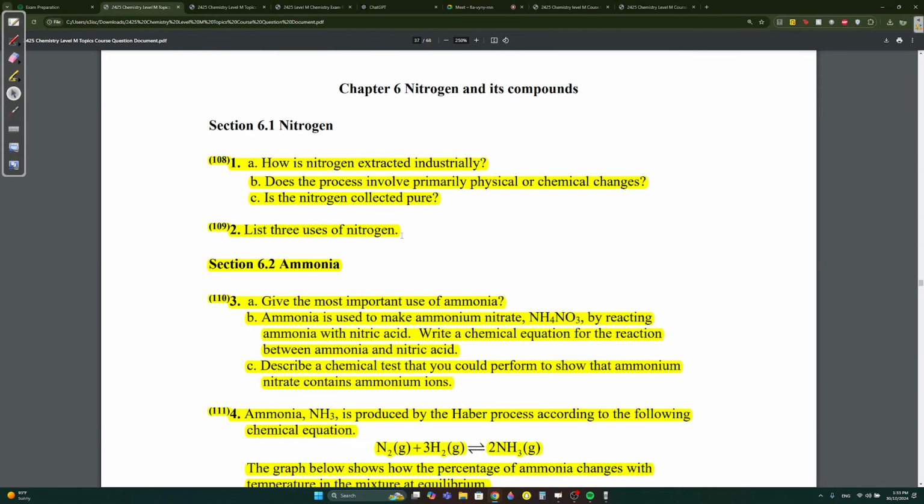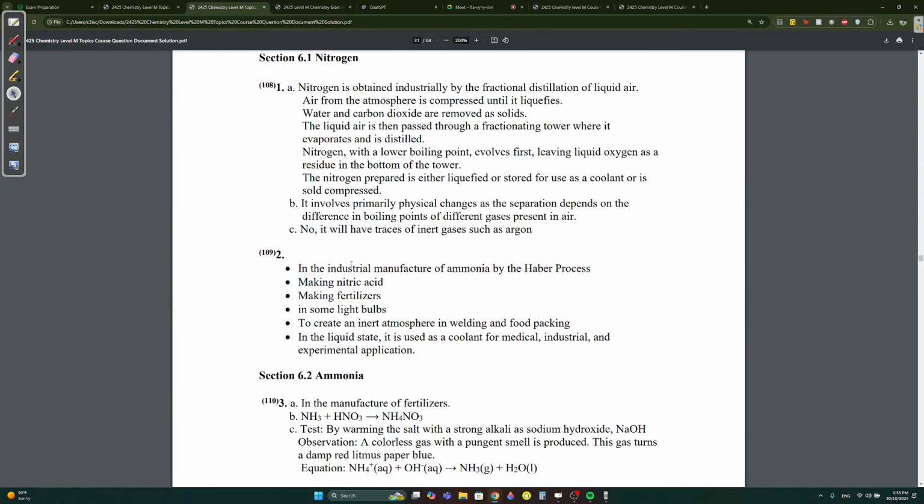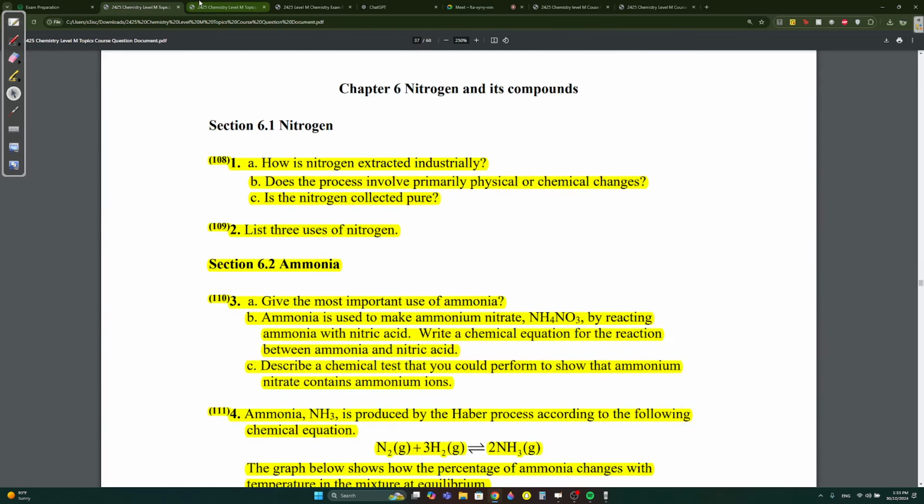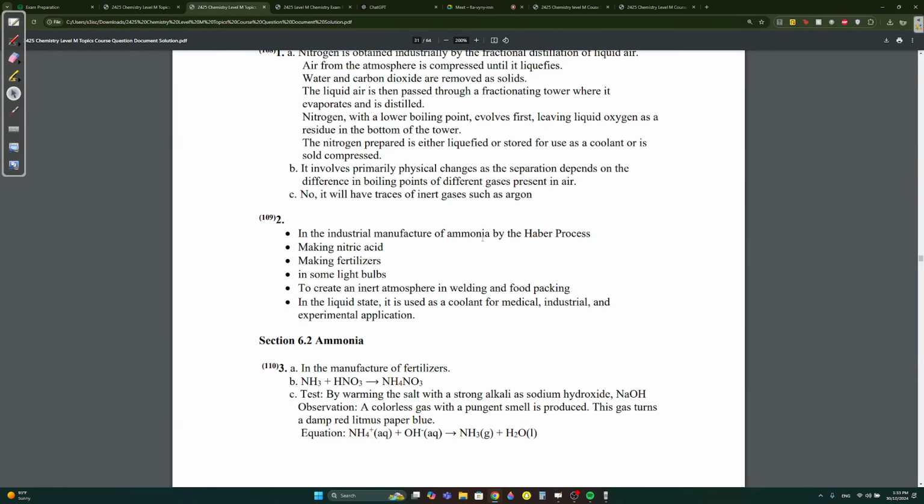List 3 uses of nitrogen. What are 3 uses of nitrogen? Fertilizers, whatever. Obviously ammonia by the Haber process. Oh no, this is the section of ammonia, this is the nitrogen section. Ammonia for the Haber process, fertilizers and coolants. Just say coolants. Or you know what? Just say making nitric acid. Nitric acid is easy. So you need 3: ammonia by the Haber process, fertilizers, and nitric acid.